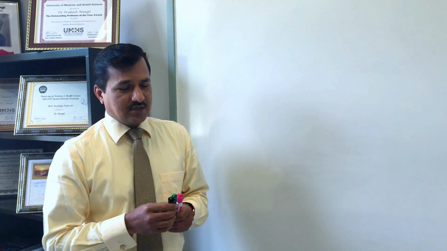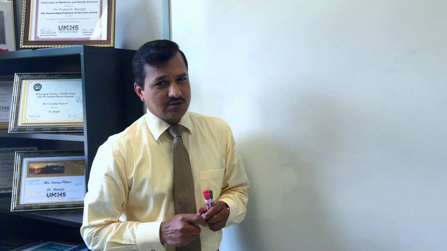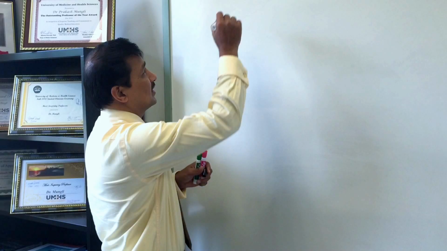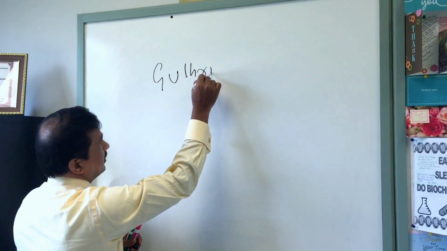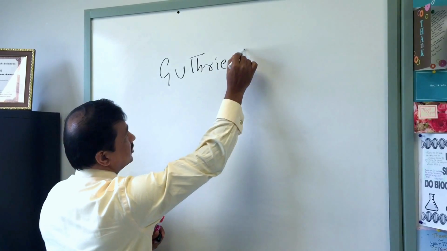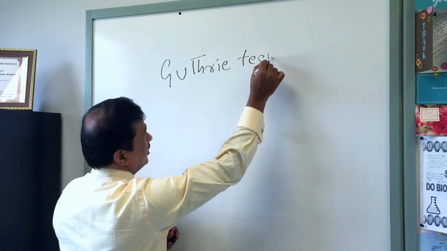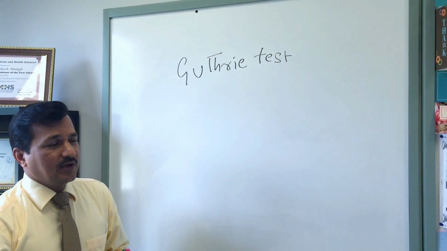How is the screening done? One of the screening tests that we use is the Guthrie bacterial inhibition assay, which I am going to explain today. It is simply called the Guthrie test. What do they do in this particular test?